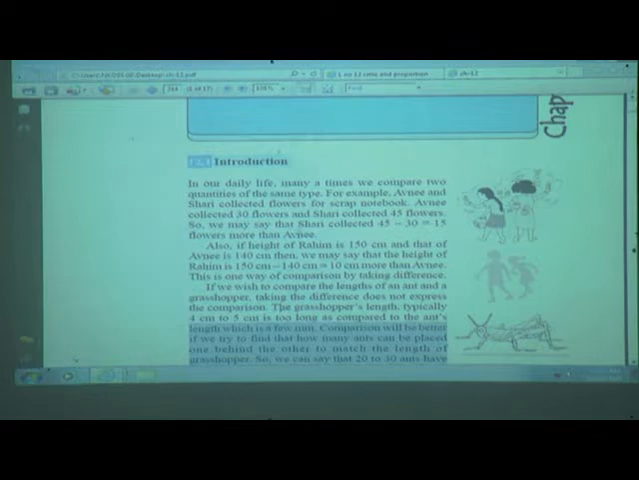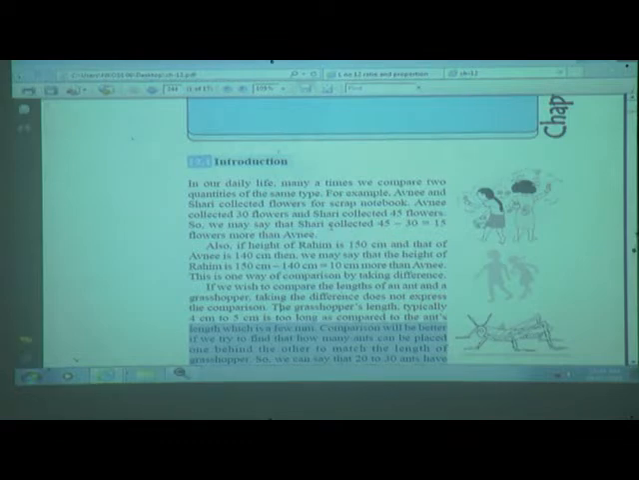So we may say that Shari collected 45 minus 30, that is 15 flowers more than Avni. By this statement you can easily notice that Avni collected 30 flowers and Shari collected 45 flowers, so the number indicates more flowers. We need to find who collected how many flowers and by what amount more she has collected.